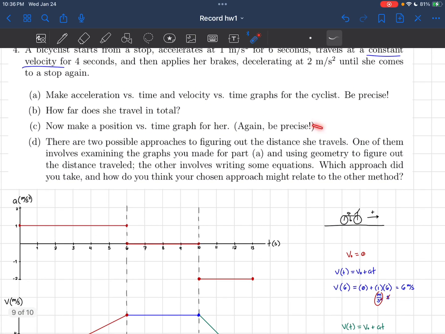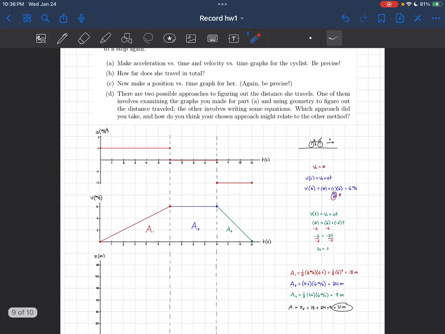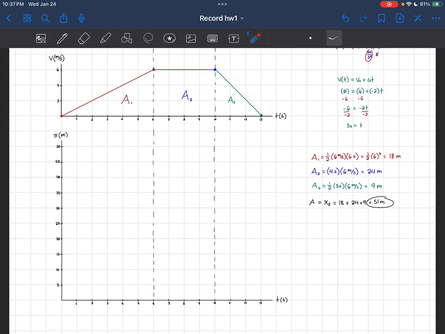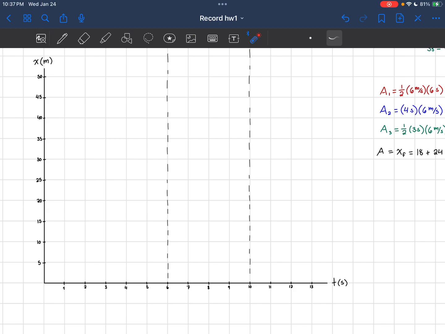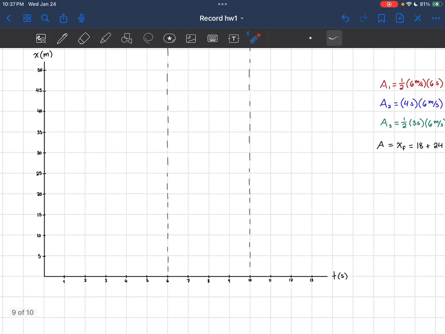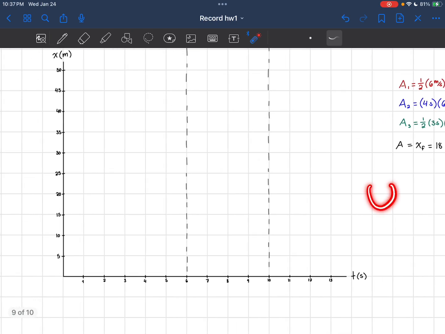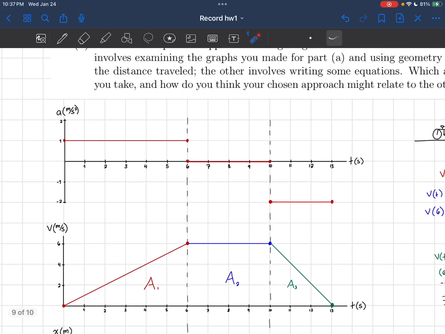Okay. Now we get to make our position versus time graph. It says, again, be precise, which means that we have to find our positions, wherever it may be, at a few different points, probably at the boundary points between the different chunks of time. We also have to be precise with the concavity, or the general shape of our graph. All right, for my friends who have taken calc, concavity is whether it's concave up or down, a smiley face or a frowny face type shape, and that's given by our second derivative, or our acceleration. So we can see we'll have some positive concavity and some negative concavity.